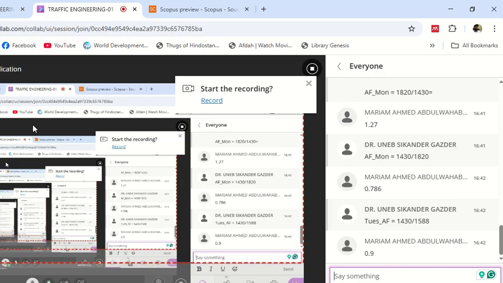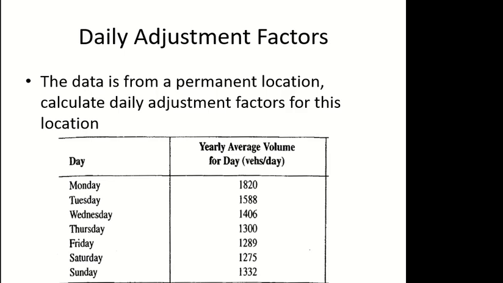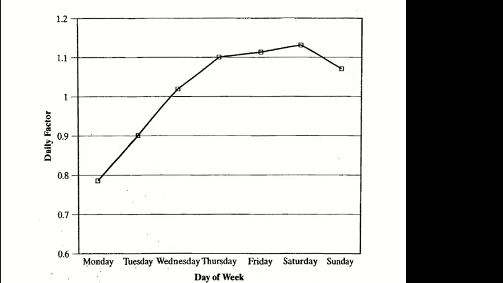Okay, so this is how you will calculate the adjustment factors for all the days. You want to be more precise. Now we can see the plot of these adjustment factors, the ones which you were giving me. You can see the 0.9 here, 0.786 here, and so on and so forth.